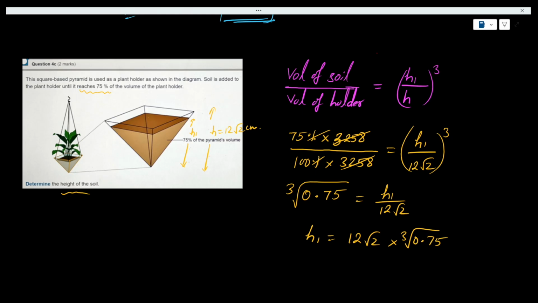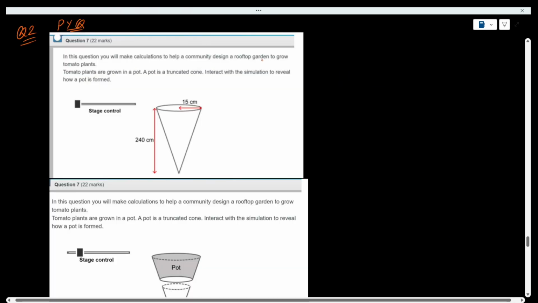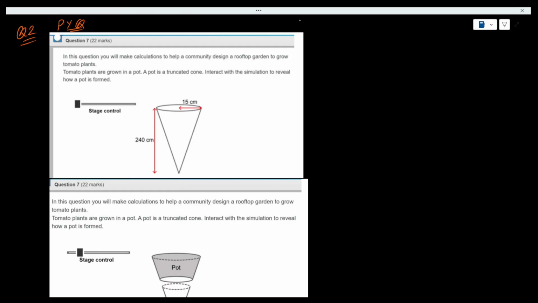You can calculate the volume also at 75%, and you can repeat this step. You will get 15.418 centimeter as the height. Now this question is based on cone. So your pyramid and cone both are very important figures from the exam perspective.